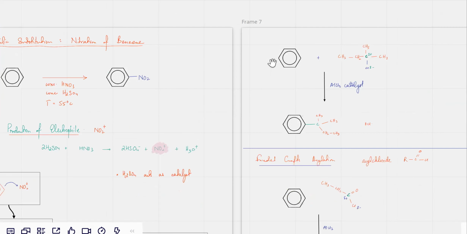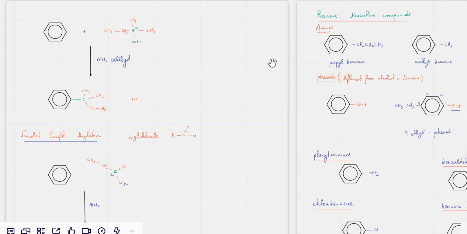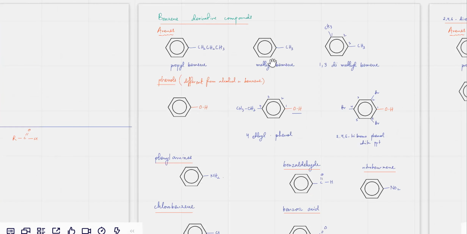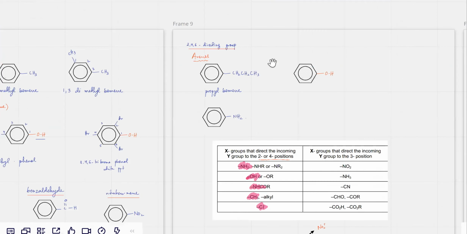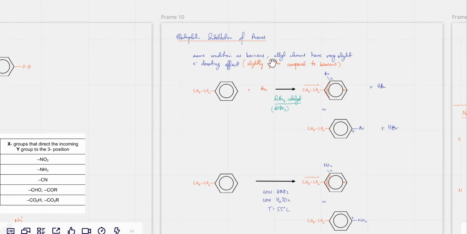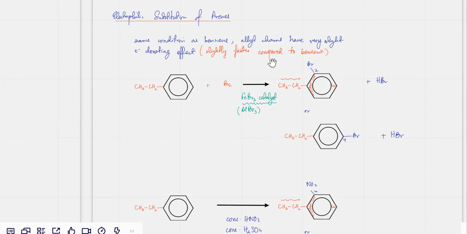And then what did we do? We did acylation, alkylation. We did the 2,4,6 directing groups, which were benzene derivatives. And then we talked about electrophilic substitution of arenes, which were 2,4,6 directing. You would get the bromine attached on the second and the fourth carbon atom.